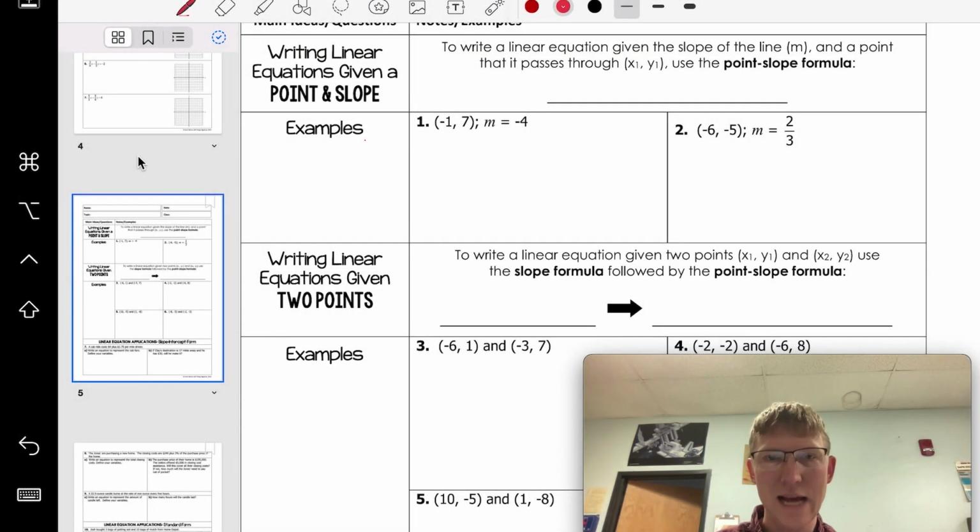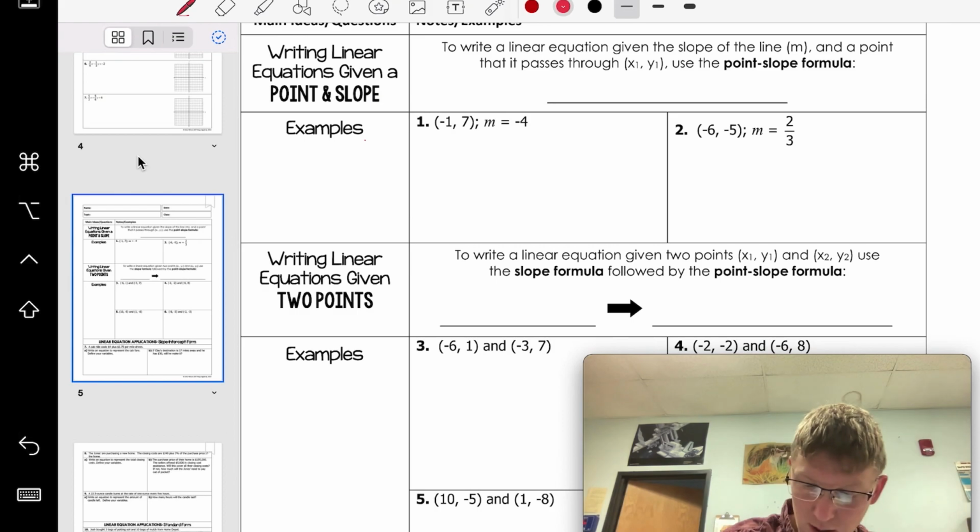We've been taking equations and getting information from them, but let's do the opposite. We're going to receive information and then make an equation out of it. So this is writing a linear equation given a point and a slope. There is a formula that is involved, and we can kind of plug and chug.